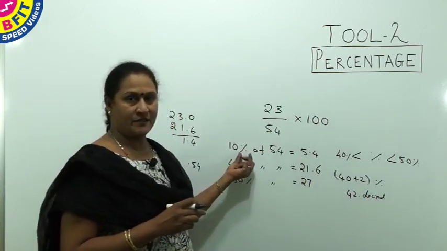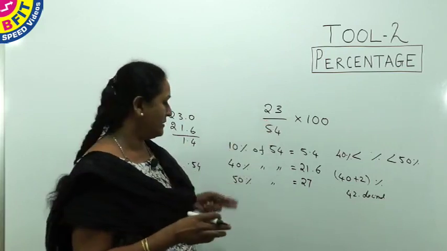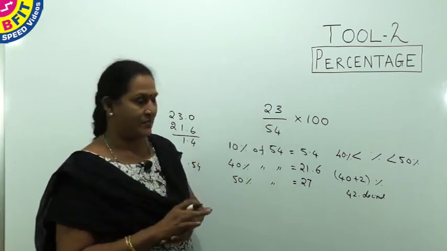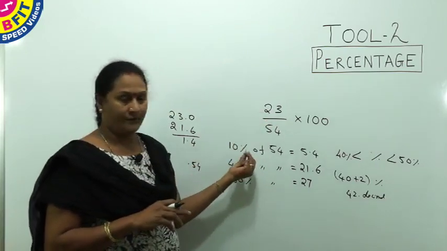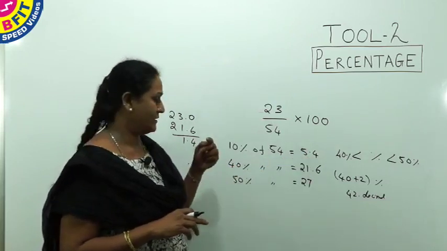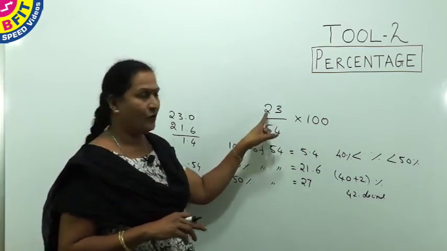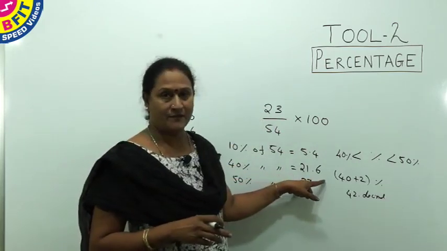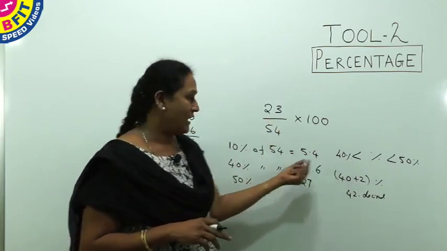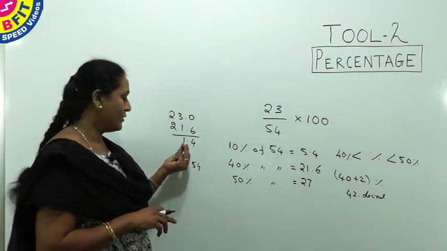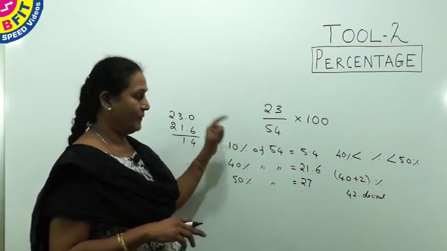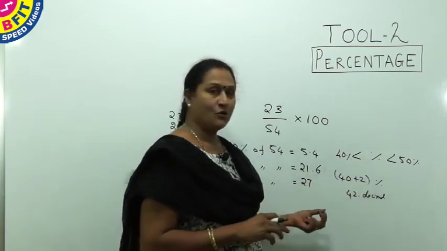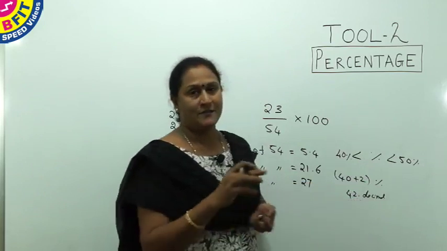Start with 10%. If the numerator is more than 10%, find multiples of 10. If it is less than 10%, we can do it with 1%. Here, 23 is more than 10%, that is, 5.4 is 10%. So 5 into 4 will give you the 20s, so we are multiplying with 4. 40% is 21.6, so the numerator is more than 40%, and it is 1.4 more. 1.4 is 2% of 54. So 40 plus 2, the nearest option will be the answer, 42%, or choose the answer which is 42 point something.